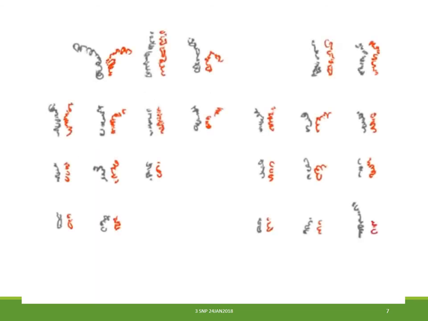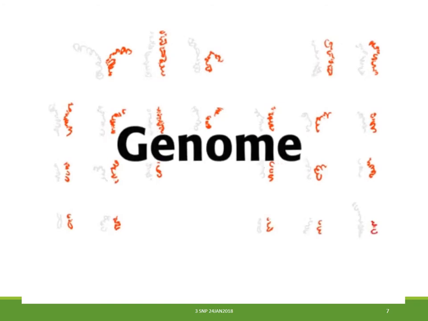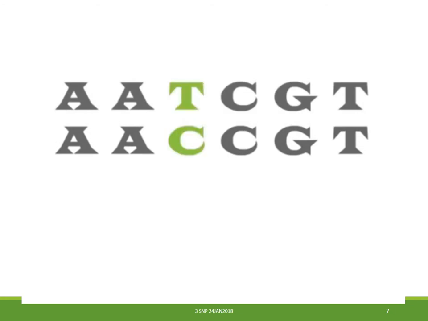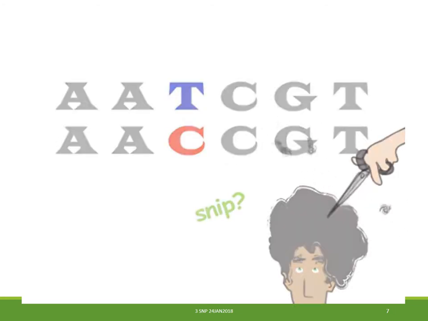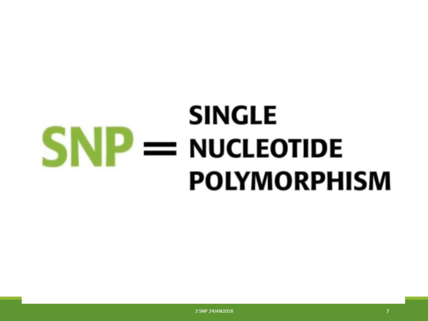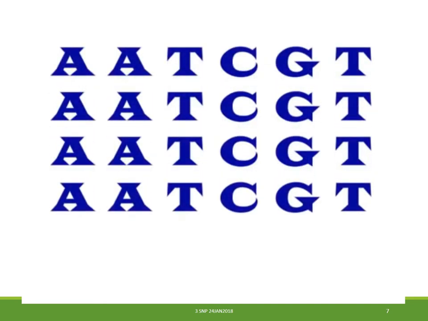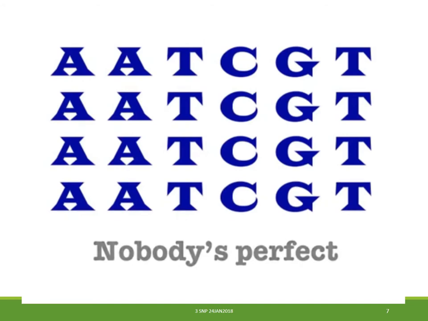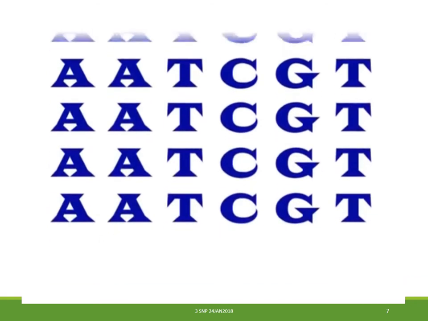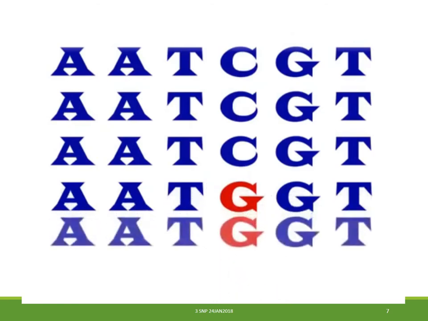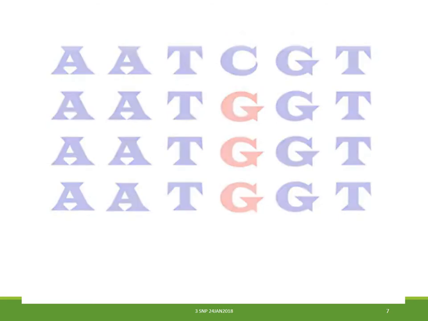An entire set of 23 human chromosomes is called a genome. The human genome is composed of 3 billion base pairs. Variation at a single base pair is called a SNP, or single nucleotide polymorphism. When the body makes new cells, it doesn't make many mistakes. But nobody's perfect. Sometimes, when the genome is copied to make a new cell, a single base pair gets left out, added, or substituted. Single base pair substitutions create SNPs.